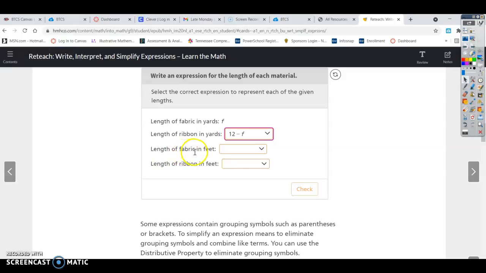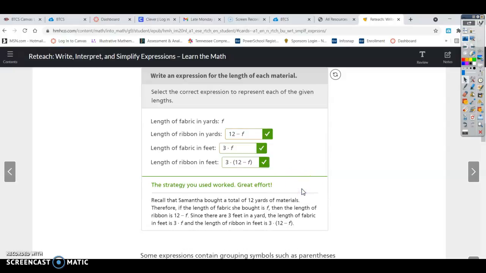All right, so the length of fabric in feet, we know that there's 3 feet per yard, so we're going to do 3 times F. And then the length of ribbon in feet. So up here it was the length in yards. Here it says the length of ribbon in feet. So we're going to have 3 times the expression above, which is 12 minus F.